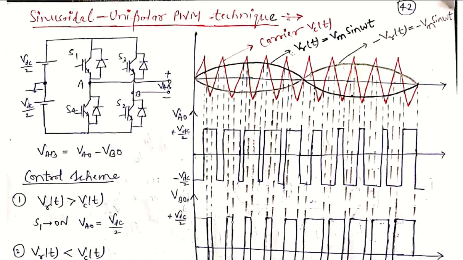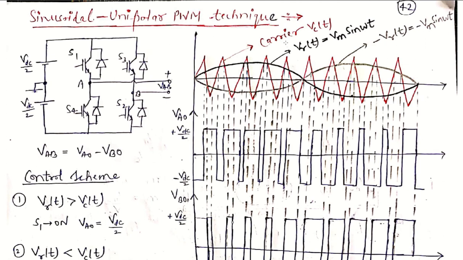In this technique, there are two signals. One is Vr(t) equals Vm sin omega t, and the second one is minus Vr(t), which is equal to minus Vm sin omega t. One is the black colored waveform shown in the figure, and the second one is minus Vr, which is just the reverse of this Vr(t) on the negative side. So these are the two signals.